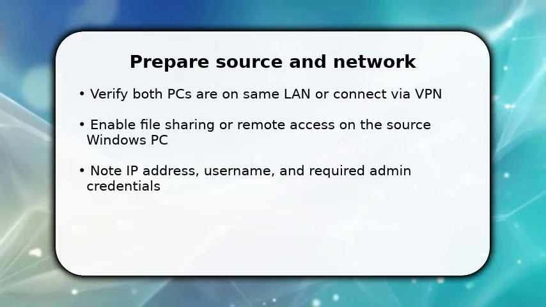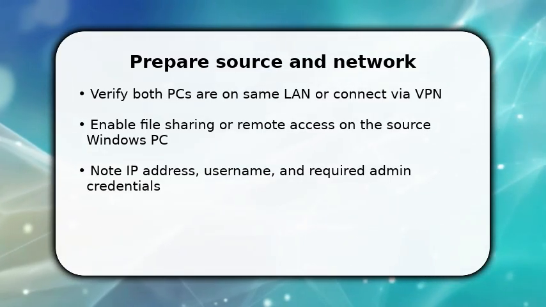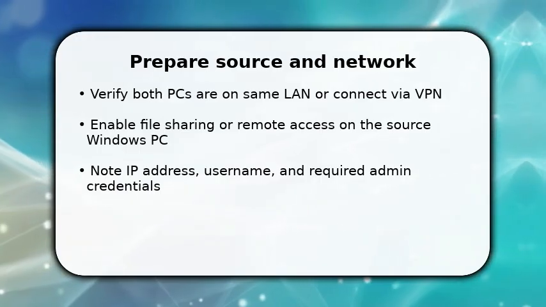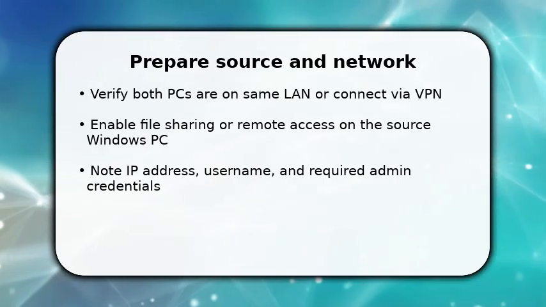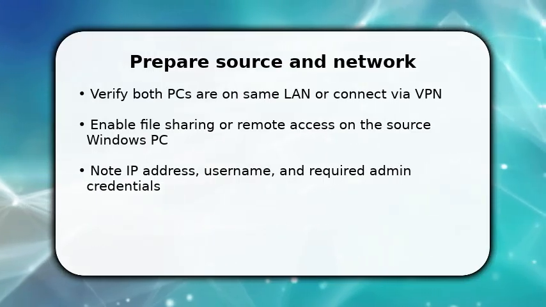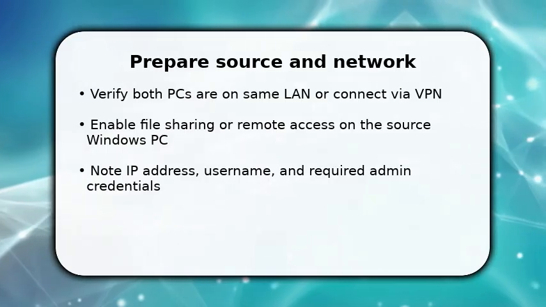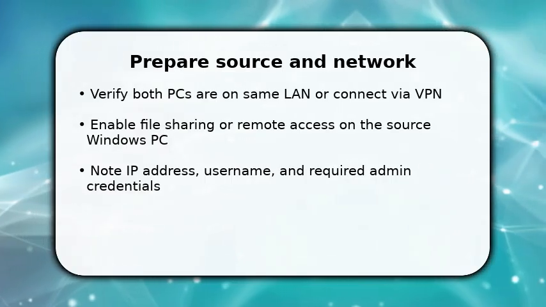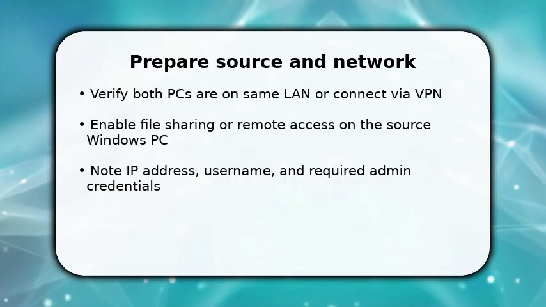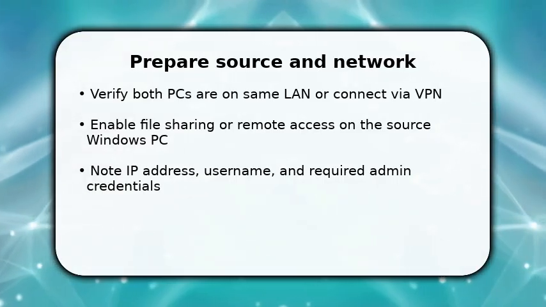Enjoy the video. You start by preparing the source machine and the network. Plug both PCs into the same router or enable a VPN so traffic can flow. Once done, turn on file sharing or remote desktop on the Windows computer you want to access so the system accepts incoming connections. Make sure you know the source PC's IP address, a user account with permissions, and any firewall exceptions. This prevents surprises and speeds the next steps.